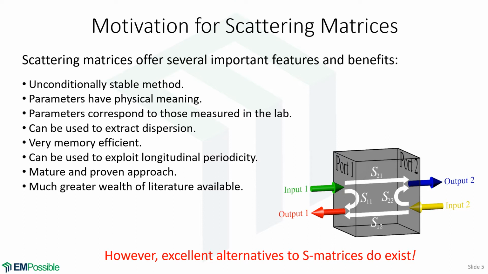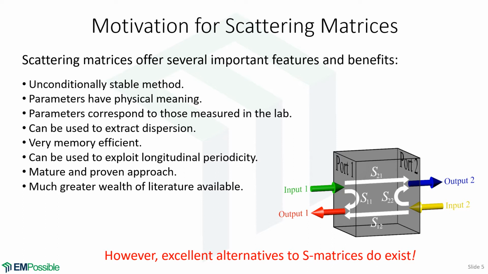If we measure things in the lab, well, typically we measure things with a network analyzer or a vector network analyzer, and those are reporting our scattering parameters. So what we calculate in our simulations can match what our measurement equipment is doing. We can also extract dispersion. So for example, if we look at our S21 parameter, we can figure out how much phase is being accumulated through that layer. We can then back calculate effective medium properties and things like that.